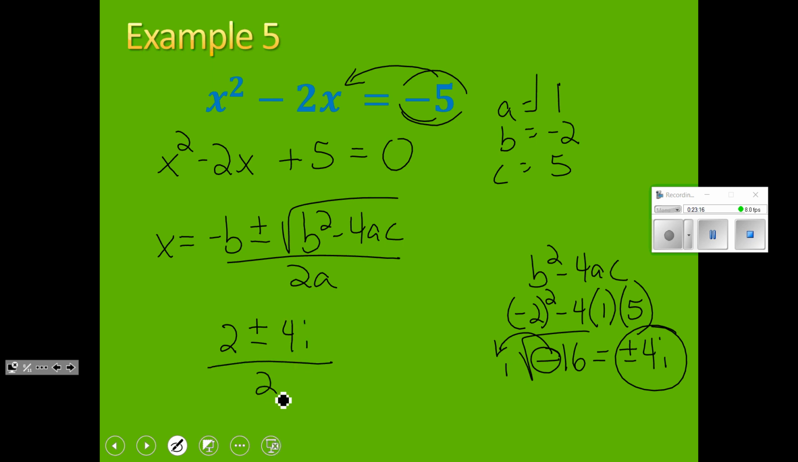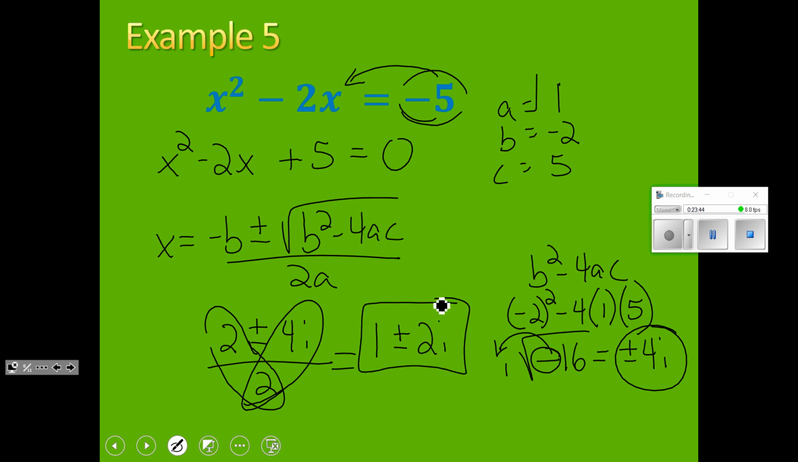Now, the question is, are you finished? No, you are not finished because something can simplify. These are things on the outside. So I would say there's a couple different ways you could do this. You could simplify like this, and you could simplify like this. That's one way. So 2 divided by 2 would equal 1, plus or minus 4 divided by 2 would equal 2i. That's one way to do it.